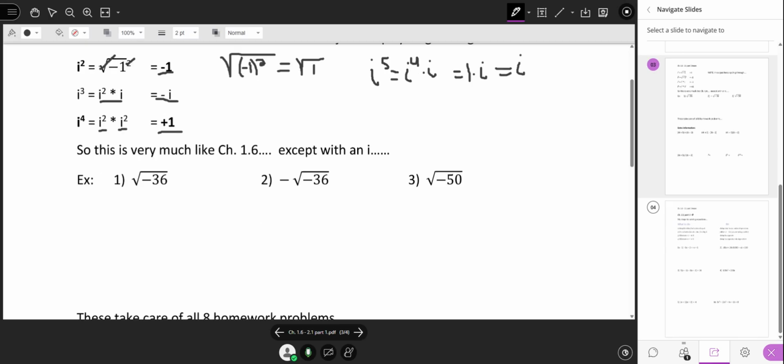So then the square root of -36 would be the square root of -1 times the square root of 36. The square root of -1 is i, and the square root of 36 is 6. So you'd end up with 6i. Now, the opposite of that would make that -6i.